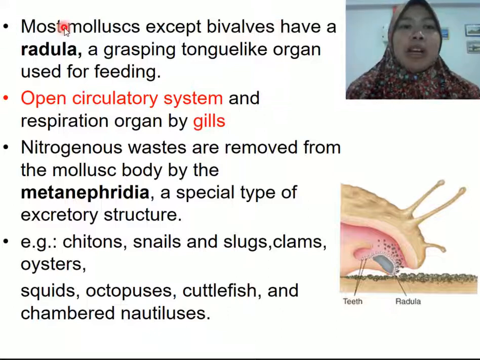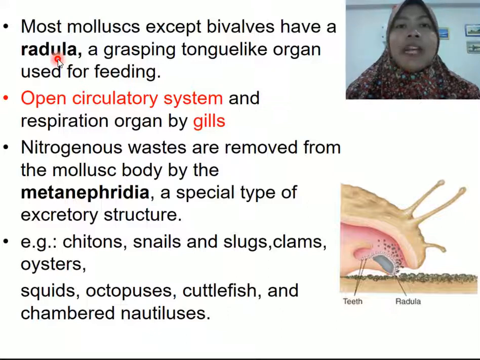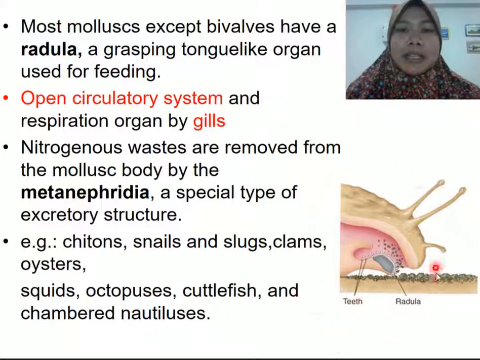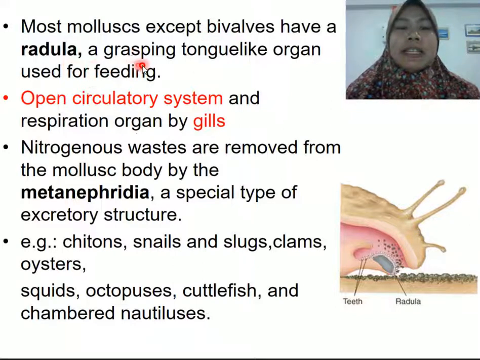Most mollusks except bivalves have a radula, meaning that if we are referring to clam, oyster, lala or kupang, they do not have a radula. Who has a radula? Basically this one, for example the snail. Most mollusks except bivalves have a radula, which is a rasping tongue-like organ used for feeding.